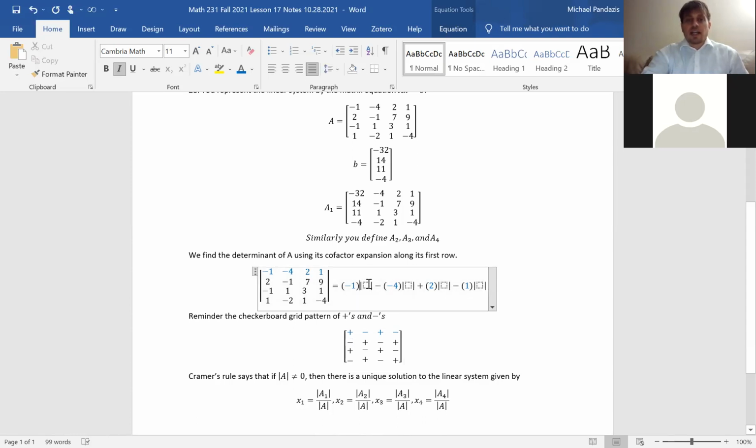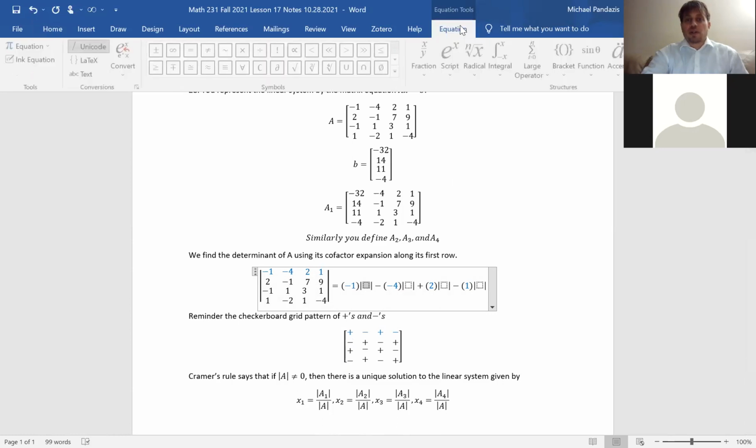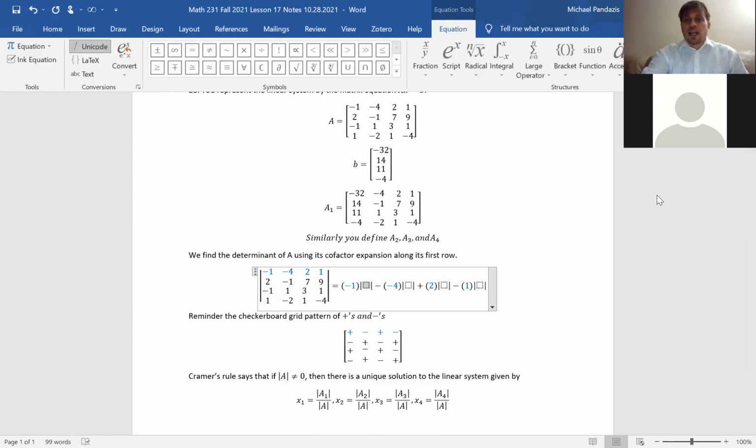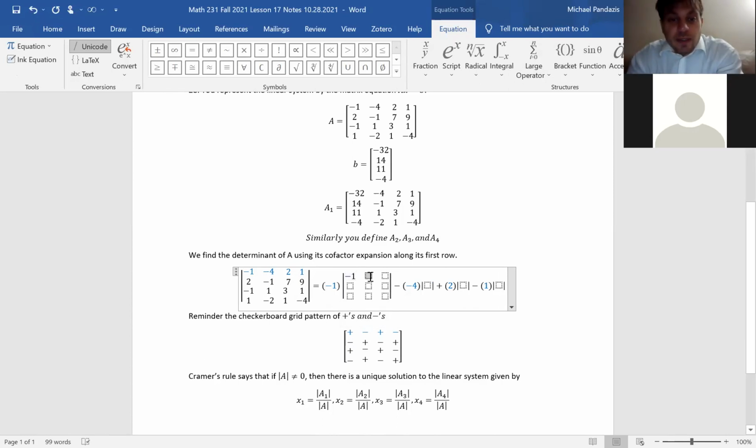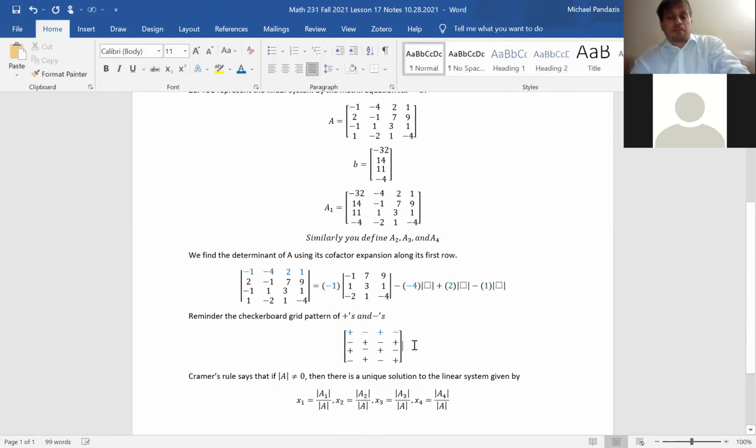the determinant, right? And now for each of these, there's a corresponding submatrix. And so these matrices are determined because if you take this entry -1, you remove the row and column it sits in. So you remove the first row and first column. So then you're left with this submatrix: -1, 7, 9, 1, 3, 1, -2, 1, -4. Does that make sense?